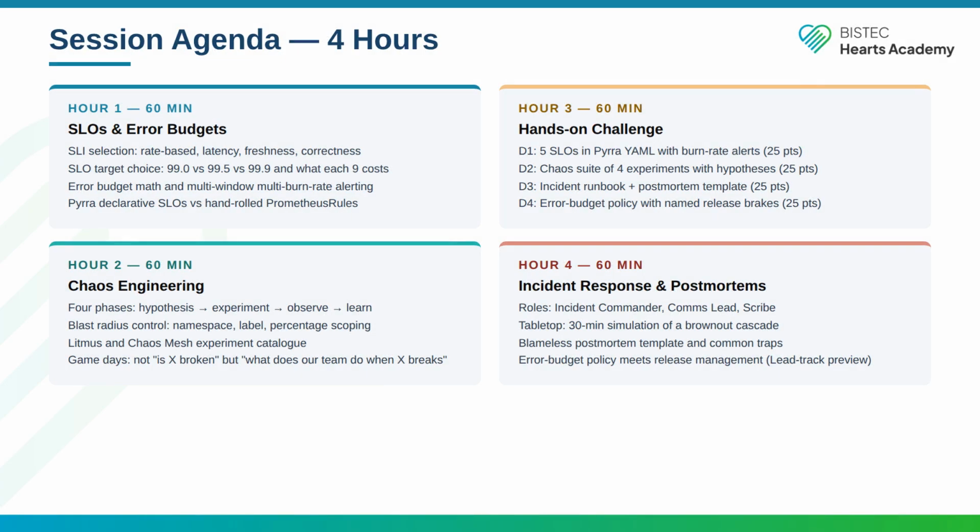We have 4 hours. Hour 1 is SLOs and error budgets, the theory, the math, and the tooling with Pyrra. Hour 2 is chaos engineering, how to design experiments that produce learning, not theater. Hour 3 is the hands-on challenge, where all 4 deliverables run in parallel. Hour 4 closes with incident response and blameless postmortems, the human side of reliability that most teams get wrong.